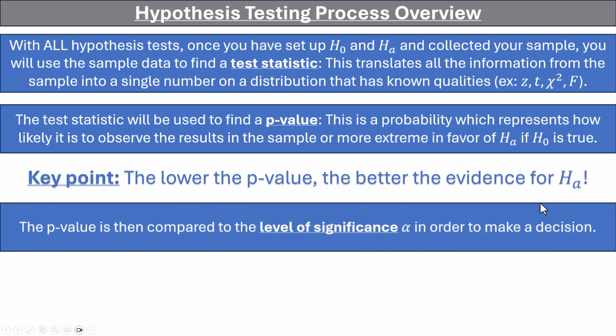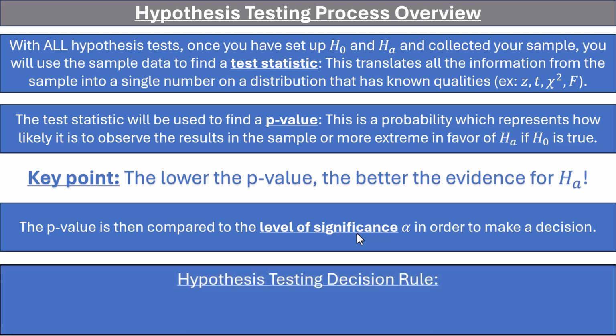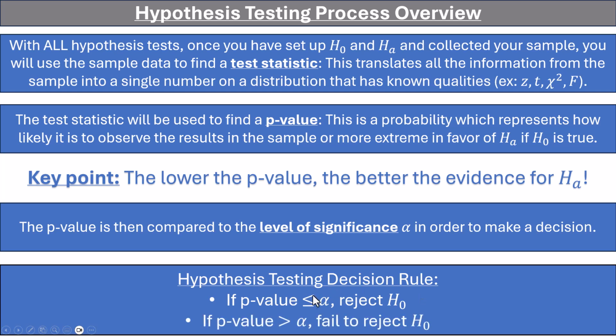Depending on how low that p-value is, you're going to either reject or fail to reject the null hypothesis. What you end up doing is you compare that value to the level of significance. You might remember that's the type 1 error rate. Here is the decision rule that we make in this class. If the p-value is less than or equal to the level of significance, we're going to be rejecting the null hypothesis. If the p-value is higher than the level of significance, we're going to fail to reject the null hypothesis.